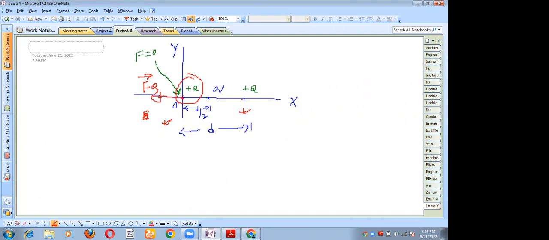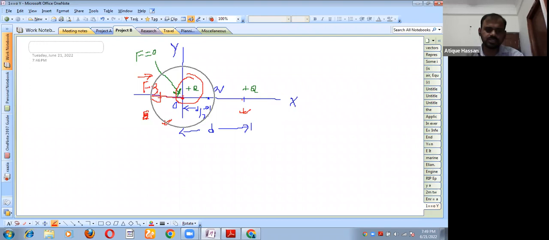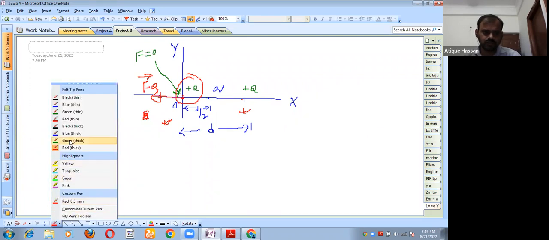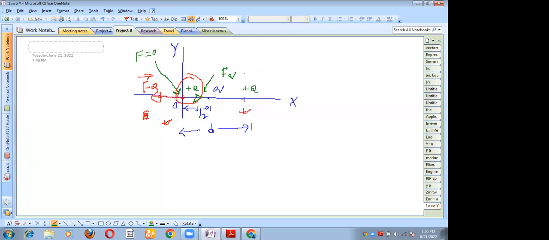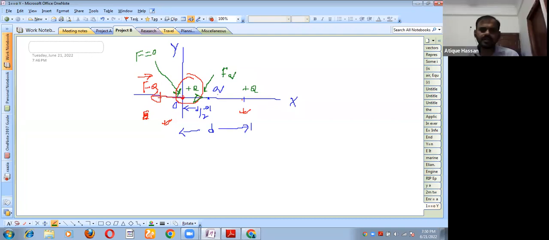Yes, sir. Now, to have the force on this charge 0, the force due to small q must be towards right. Then it will be 0. It means the force of small q should be towards right. Yes, sir. When will its force be towards right? When this charge is negative.